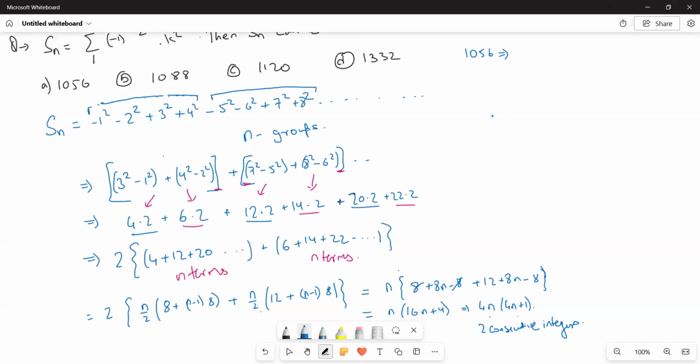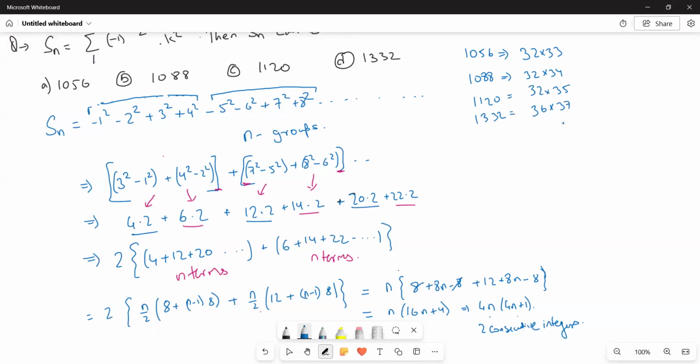ये 32 into 33 आएगा, 1056. 1088 is 32 into 34. 1120, अच्छा सारा 32 का टेबल में तो है, is 32 into 35, and 1332 is 36 into 37.